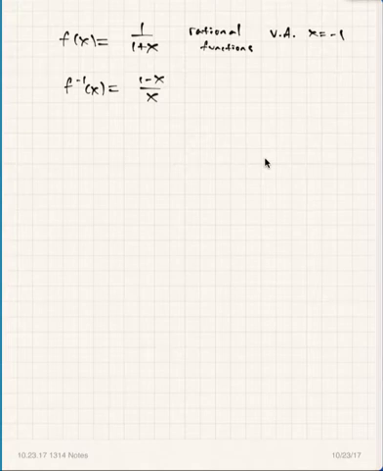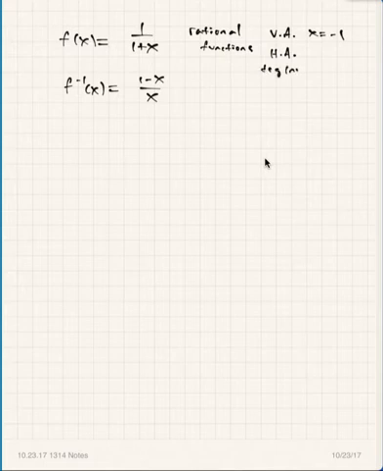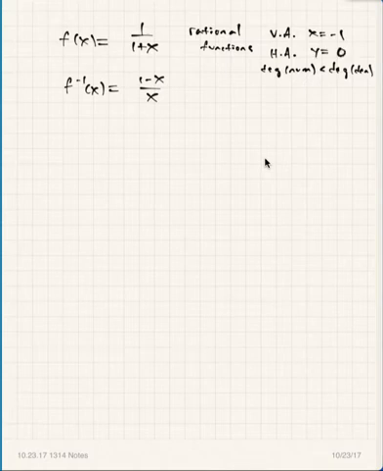And then the horizontal asymptote, well, the degree of the numerator is less than the degree of the denominator. And we talked in class about the fact that when the degree of the numerator is less than the degree of the denominator, you always get a horizontal asymptote at y equals 0, or the x-axis.